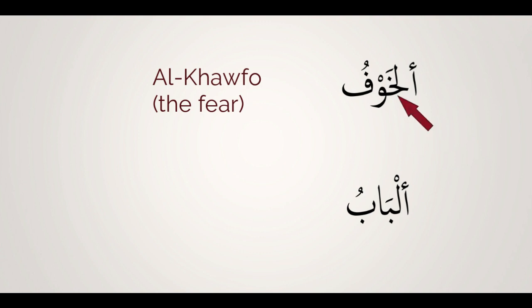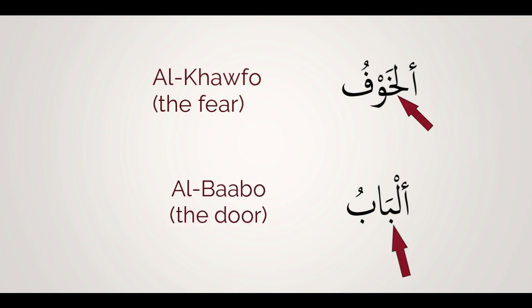Al-khawfu, which means the fear. Now you see in this noun we do pronounce the lam. We pronounce it as al-khawfu. We pronounce the lam because kha is one of the moon letters, and we just learned that when we have a moon letter after the alif lam, we will pronounce the lam. That is why we will pronounce the lam, al-khawfu. Another example is al-babu, which means the door. In this case, you will also pronounce the lam, al-babu, because ba is one of the moon letters.